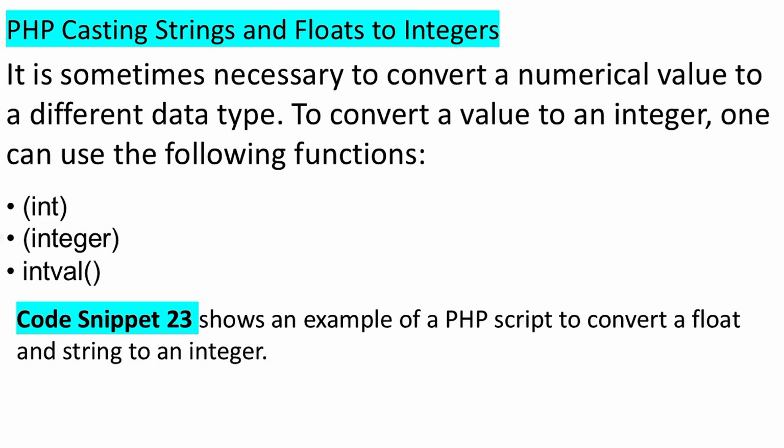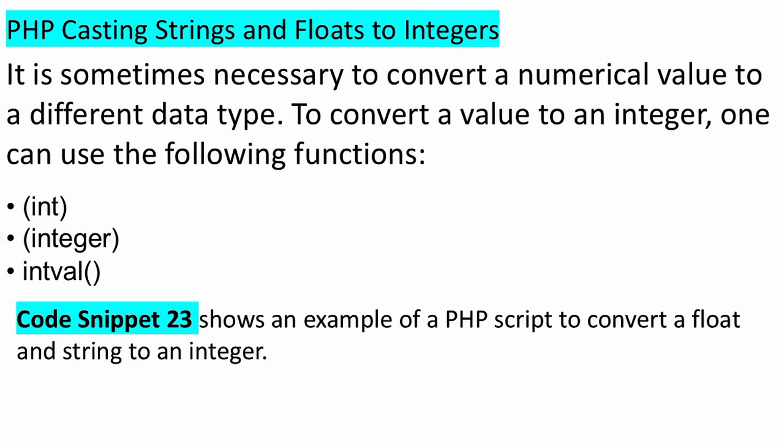PHP makes this process simple and flexible by providing several ways to convert values into integers. There are three main methods you can use for this purpose: (int), (integer), and the intval function. The first two, (int) and (integer), are different in syntax but identical in functionality. They are explicit typecasting operators that force the value to be converted into an integer. When you use either of these, PHP truncates the decimal part of a number and keeps only the whole number portion. For example, if you cast the float 12.98 to an integer, the result will be 12. This behavior is useful when you only need the integer component of a value.